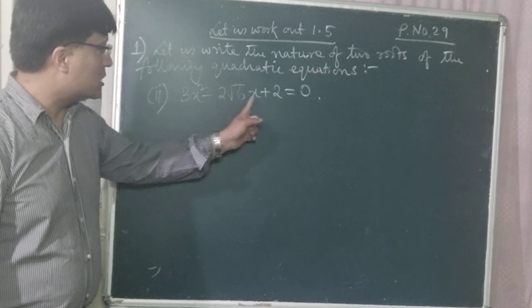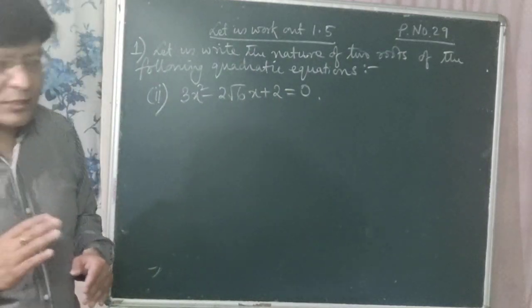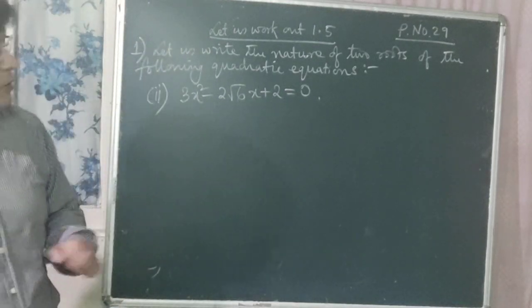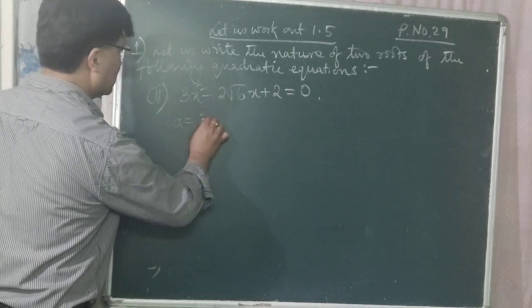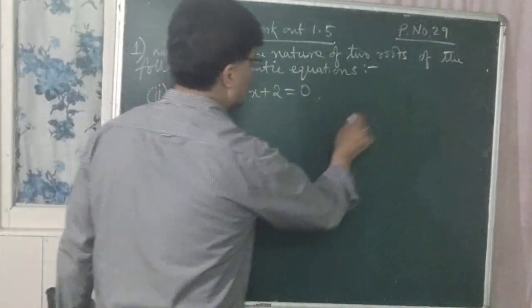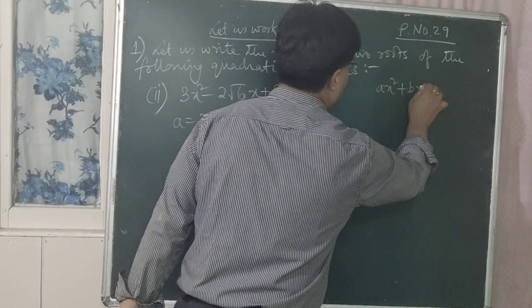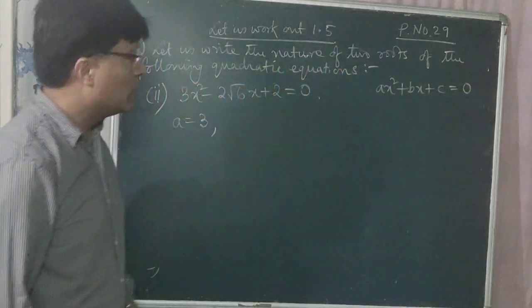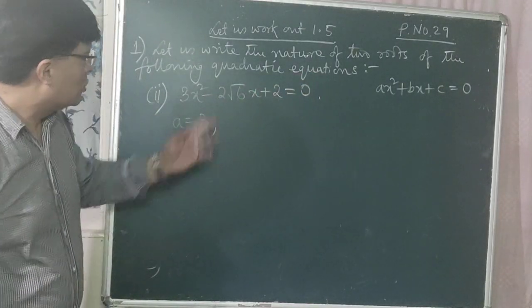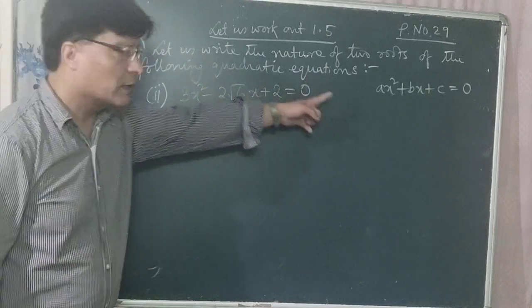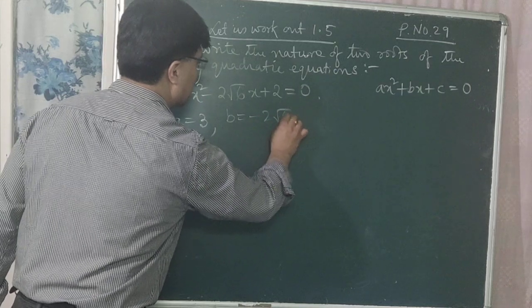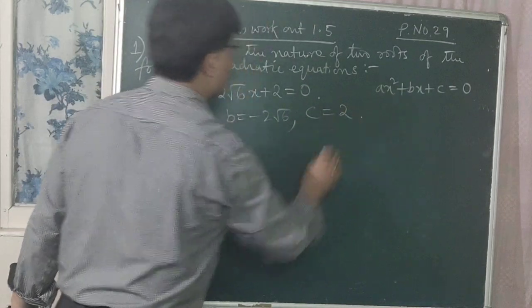3x square minus 2 root 6x plus 2 is equal to 0. Let us compare it with the general quadratic equation, that is ax square plus bx plus c is equal to 0. Here a is equal to 3. b is equal to minus 2 root 6. And c is equal to 2.